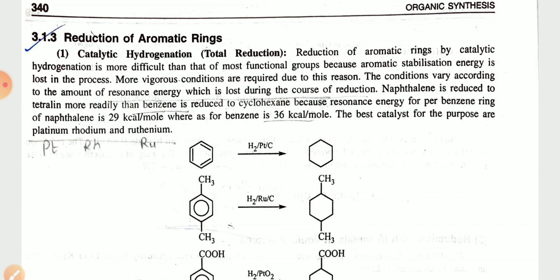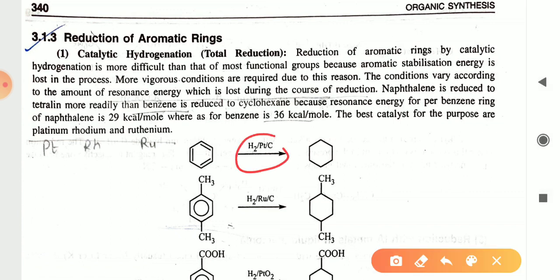Today's topic is reduction of aromatic rings. The first method used for the reduction of alkenes is catalytic hydrogenation, or total reduction. This kind of hydrogenation occurs in the presence of a catalyst like platinum. Simply, the double bonds of a benzene ring will be reduced and we will get the product.